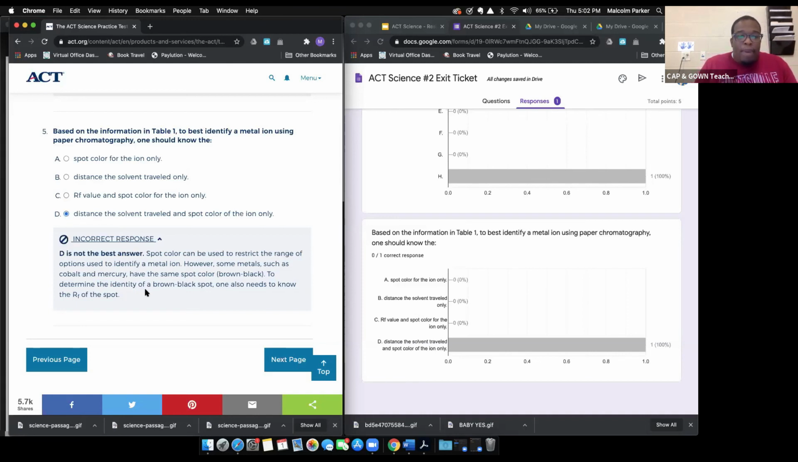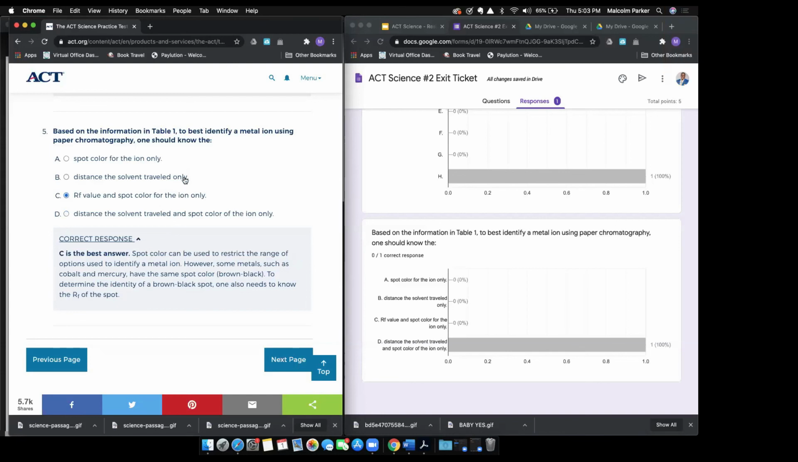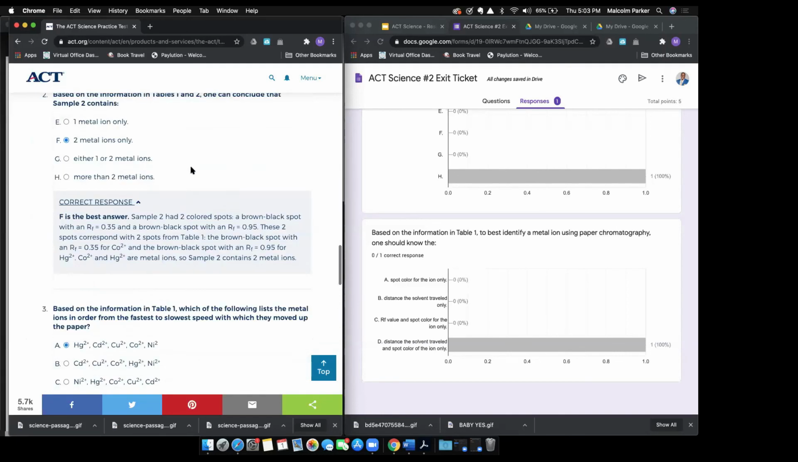It said D is not the best answer. Spot color can be used to restrict the range of options used to identify a metal ion. However, some metals, such as cobalt and mercury, have the same spot color, which is the brown-black. To determine the identity of the brown-black spot, one needs to know the RF of the spot. So we need the distance traveled. That's the RF value. Okay. Does that make sense? Yeah, that makes sense.